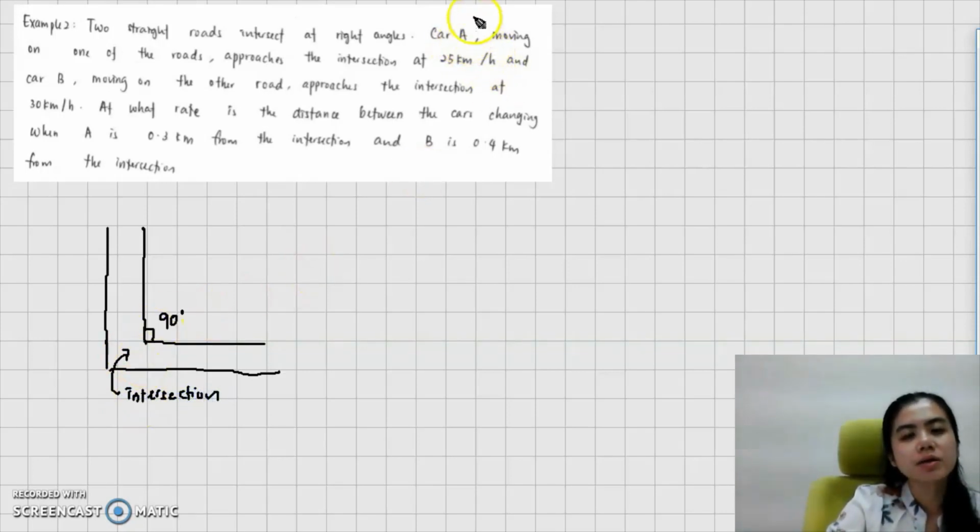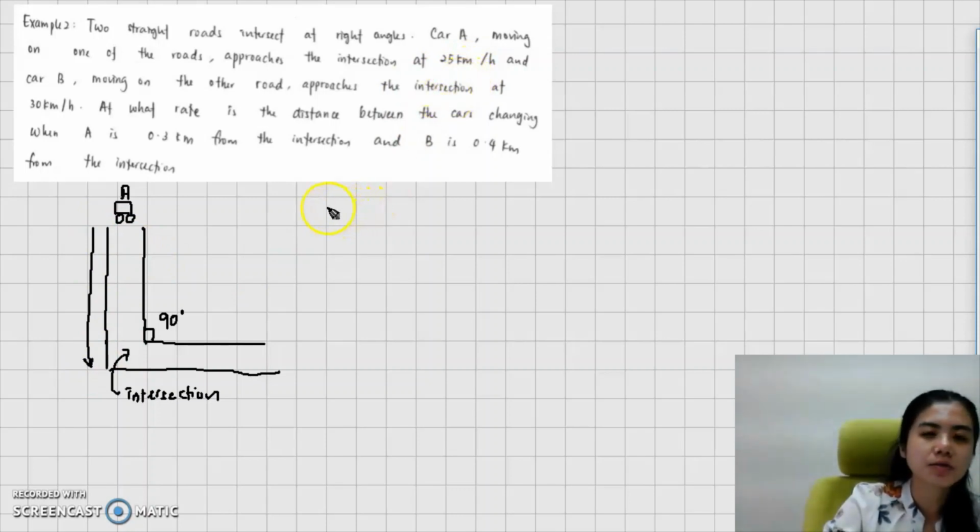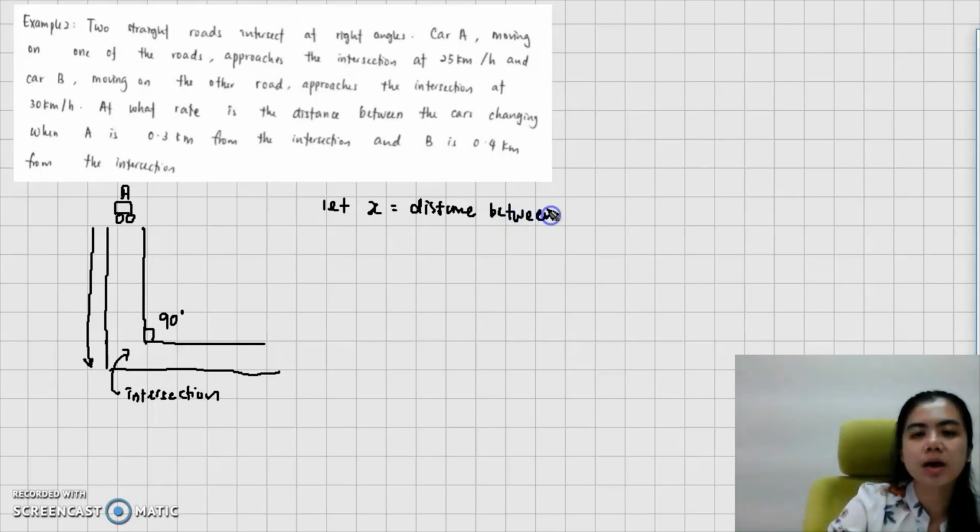Then you have a car A that is moving on one of the roads approaching the intersection. So you have car A here. This car A is approaching the intersection at 25 km per hour. Let's write it in a mathematical way. Let x be the distance between the car A and the intersection.